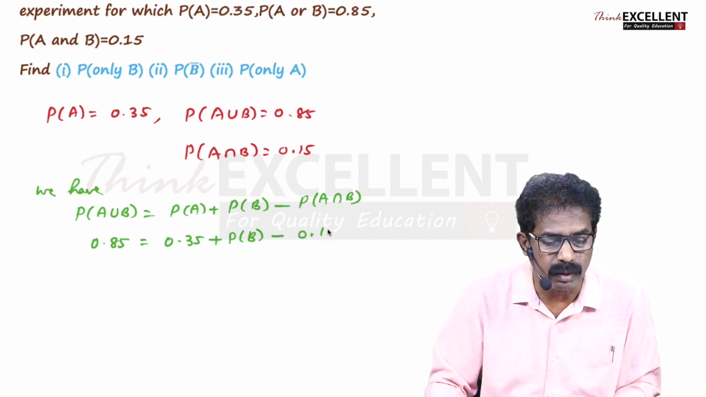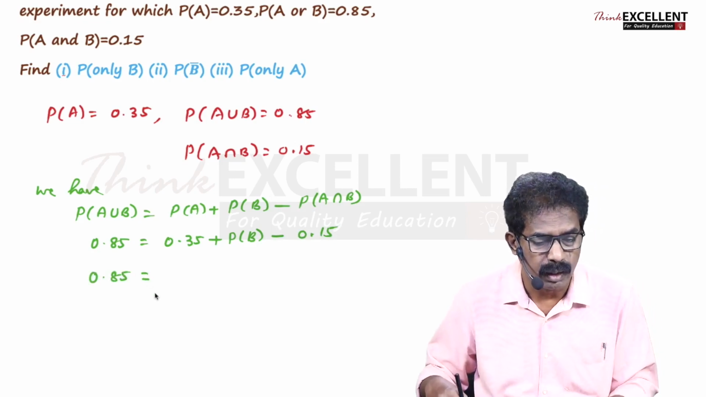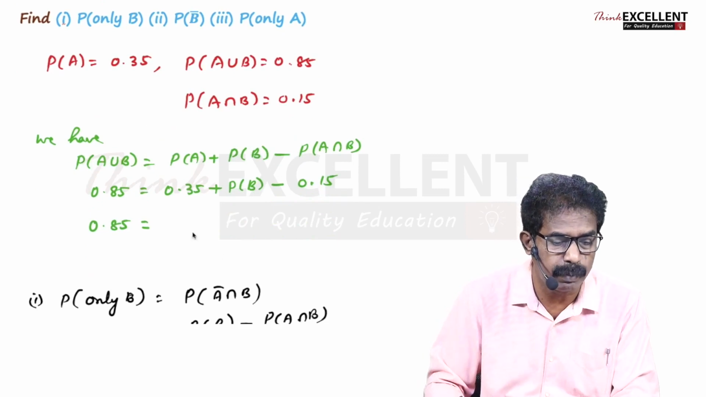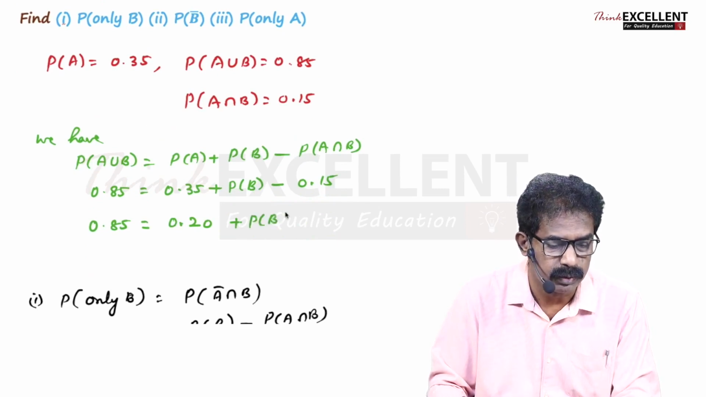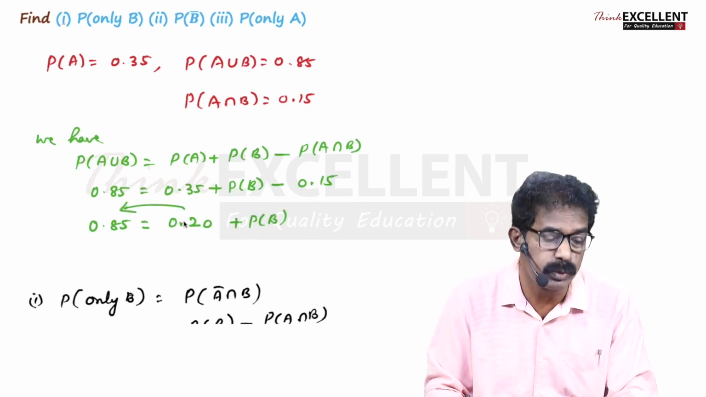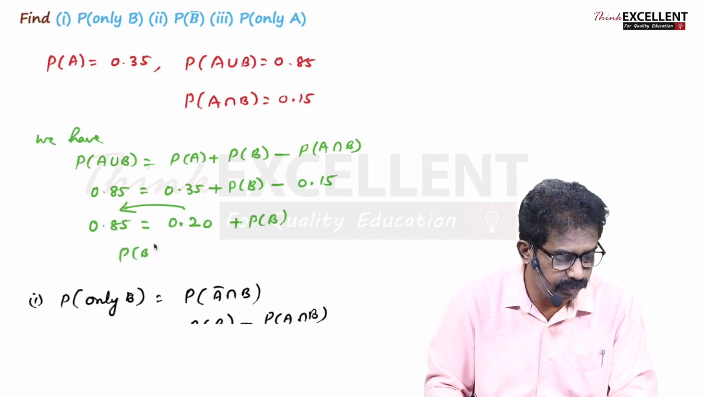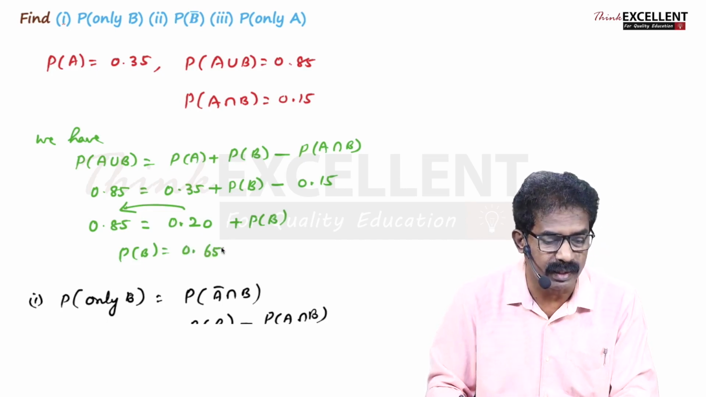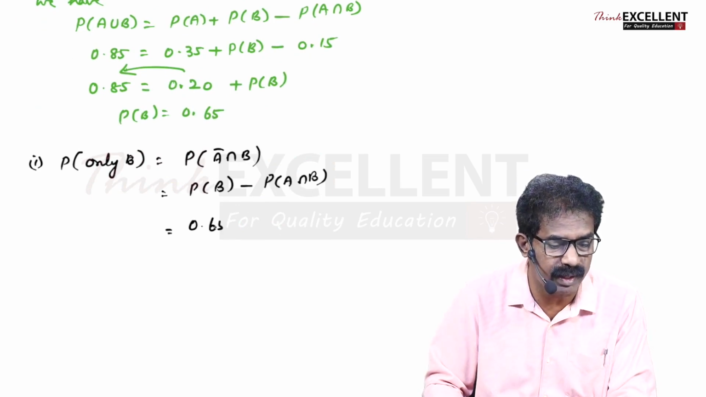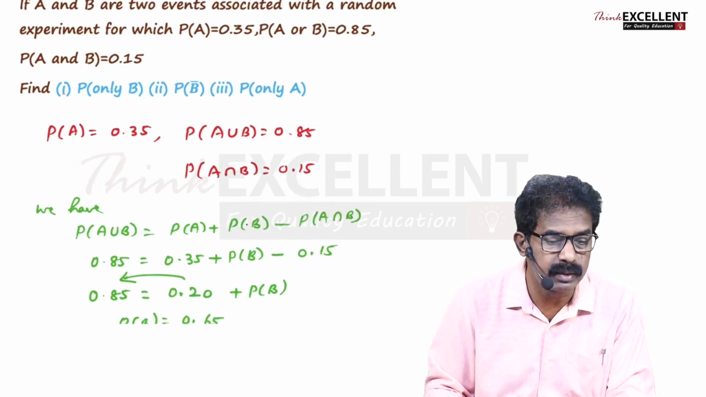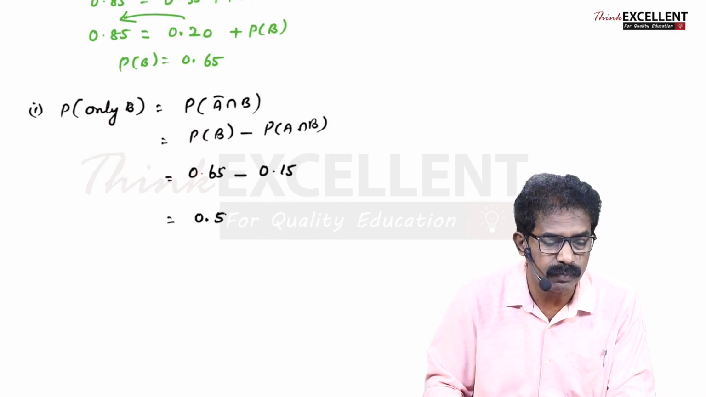Now we try to simplify. 0.85 is equal to 0.35 minus 0.15, which is 0.20, plus P of B. So bring this 0.2 to the left side. So 0.85 minus 0.20 is 0.65, right? So you are getting P of B is equal to 0.65. Now substitute that value of P of B: 0.65 minus P of A intersection B, which is 0.15. So you are getting 0.50, or you say 0.5.